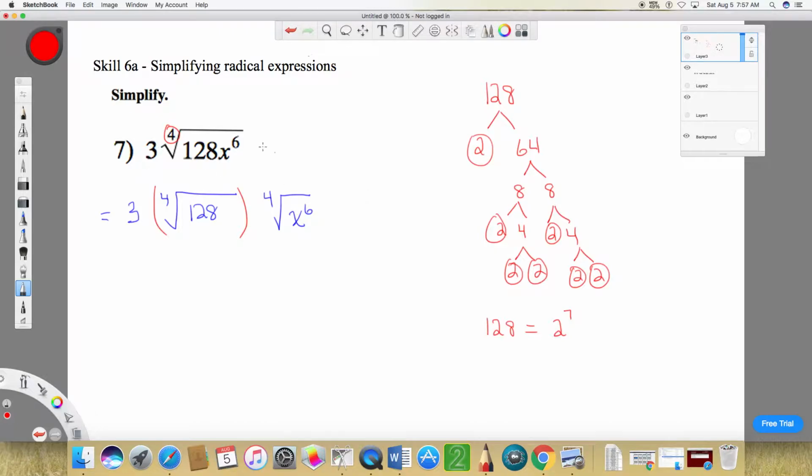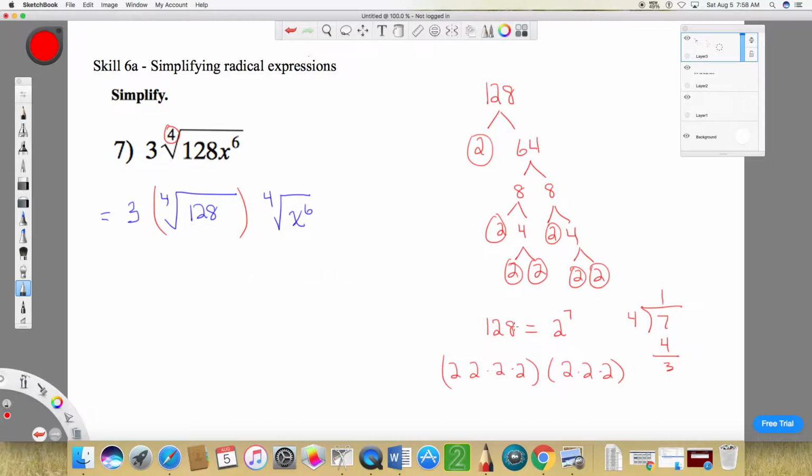Well, 7 is not divisible by 4. So remember, we're looking for groups of 4. So now I personally divide it. I sit here and say that 7 divided by 4 has a remainder of 3. So I know that if I were to take the time to write out all 7 factors, I'm going to have one group of 4, and I'm going to have 3 left over, 3 remaining.